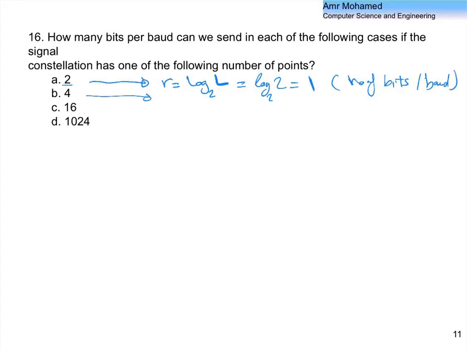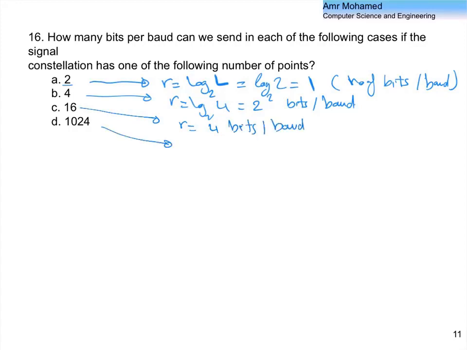For case B, r is log 2 of 4, that's 2 bits per baud, or per signal. For 16, r is 4 bits per baud, and for 1024, r is 10 bits per baud.